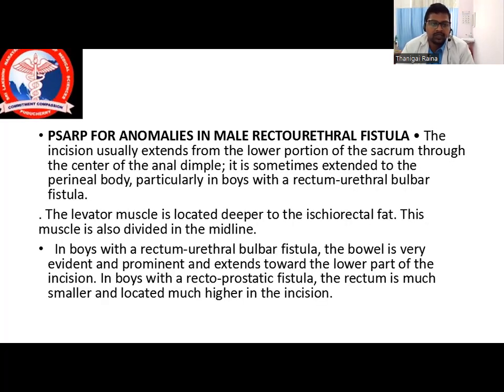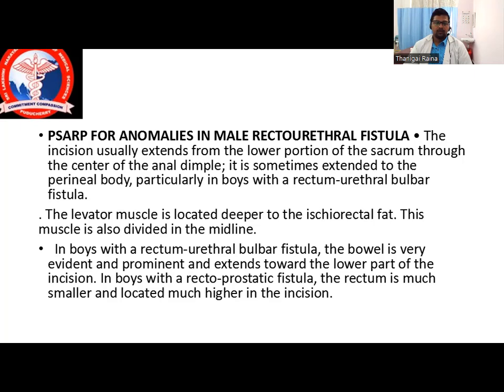So, posterior sagittal anorectoplasty for anomalies in males with rectourethral fistula. The most common incision usually extends from the lower portion of the sacrum through the center of the anal dimple. It is sometimes extended to the perineal body, particularly in boys with the rectourethral bulbar fistula. The levator muscle in the perineum is located deeper, in the ischiorectal tract. This muscle is also divided in the midline.